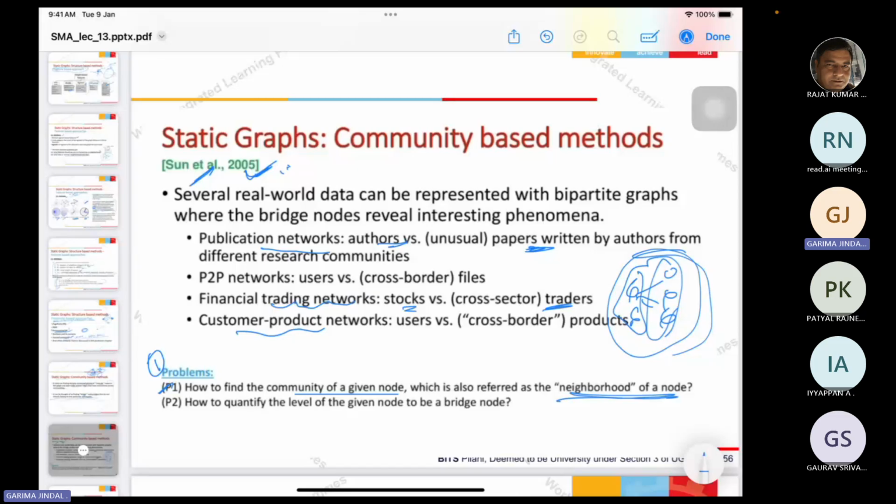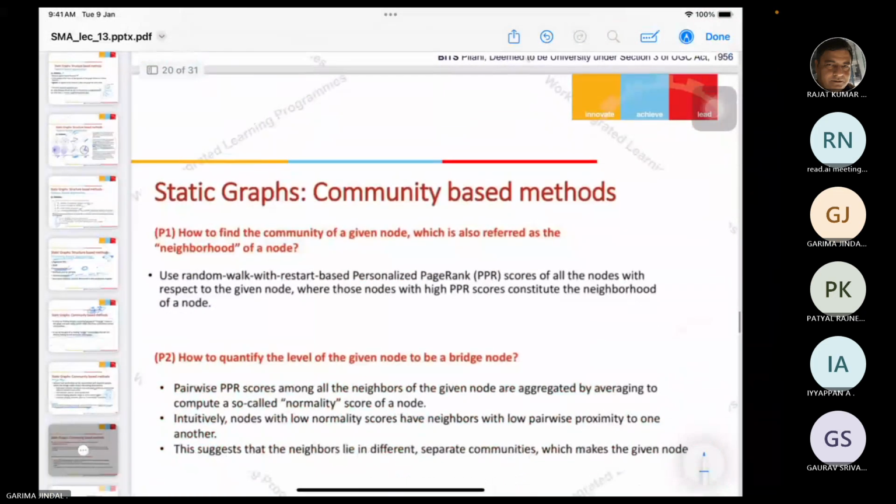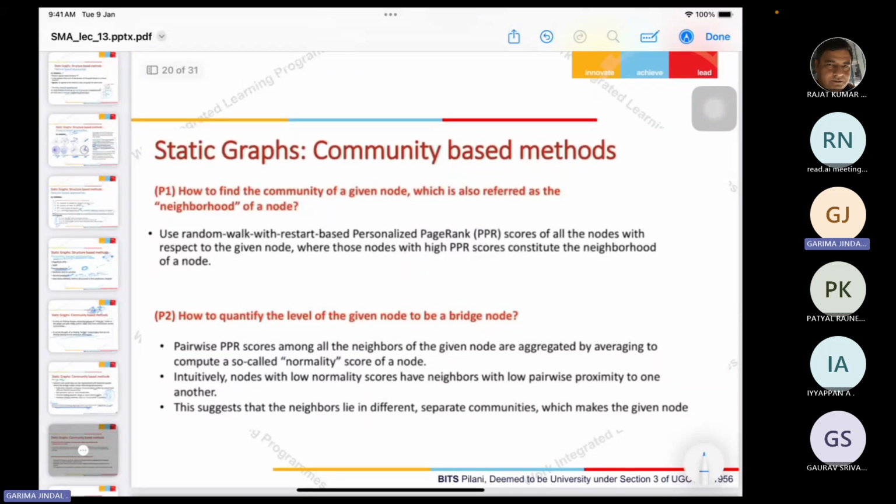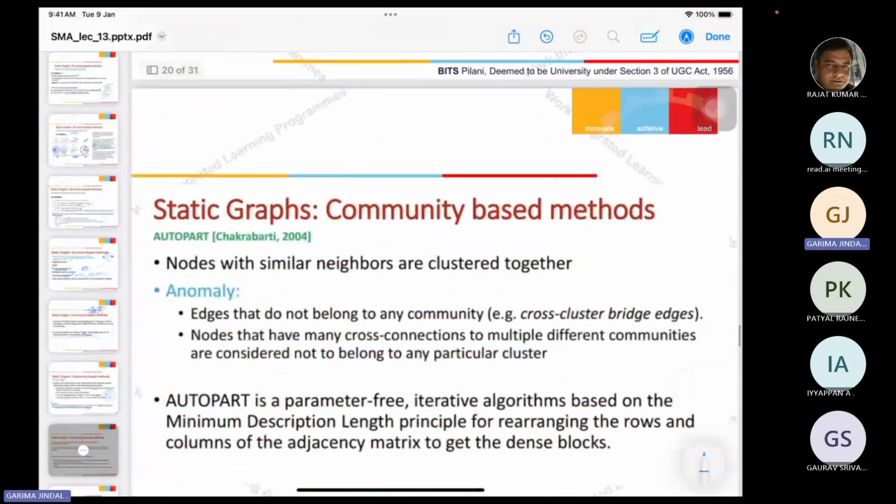Once you have quantified the community, you have defined what a community is in the network, then you need to quantify the level of the given node to be a bridge. So you have to define the level to which a particular node is a bridge. And then if it is a bridge, you can categorize it as anomalous. So these are the two different problems in this method.